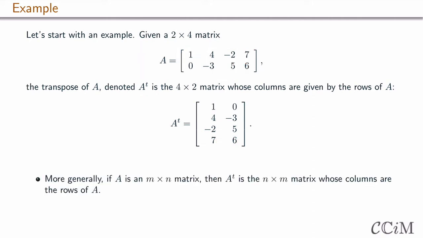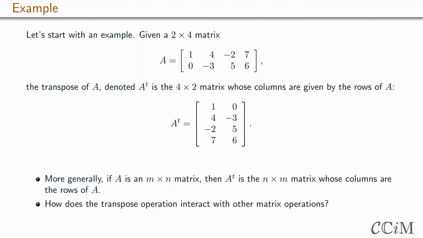More generally, if A is an M by N matrix, so a matrix with M rows and N columns, then A transpose is an N by M matrix. So the number of rows becomes the number of columns, and the number of columns of A becomes the number of rows of A transpose. And the matrix A transpose is obtained by making the rows of A into columns of A transpose.